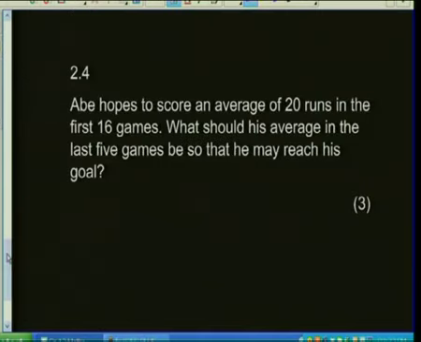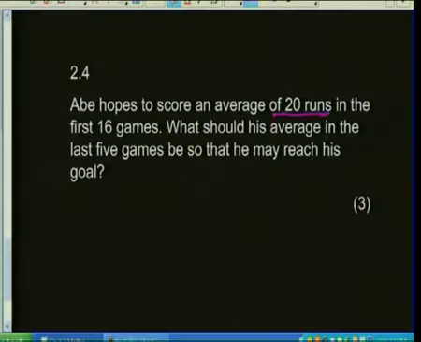Abe hoped to score an average of 20 runs. What is the average? You add everything and divide by how many numbers you have. So he hopes to score an average of 20 runs in 16 games. What should his average be in the last 5 games so that he might reach his goal?